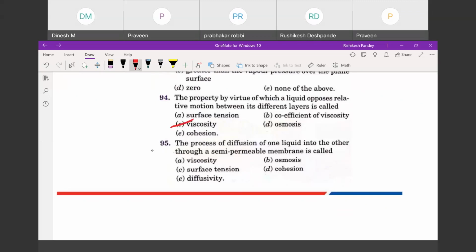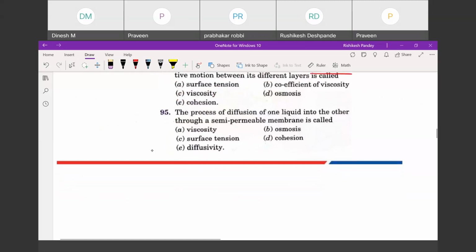Yes, it is viscosity. It is the property by virtue of which a liquid opposes relative motion between different layers. Between two layers of fluid, if there is a resistance, it is because of this viscosity only. Okay. Next question, 95.